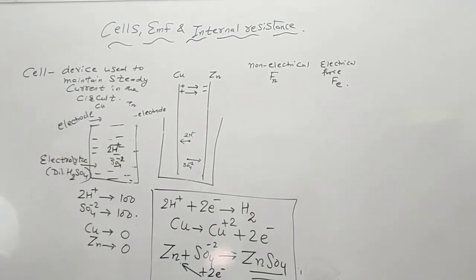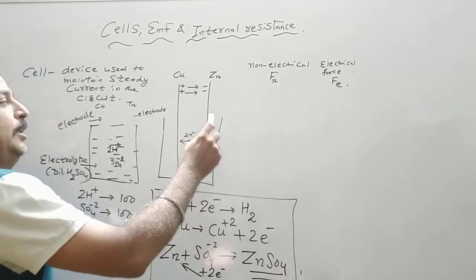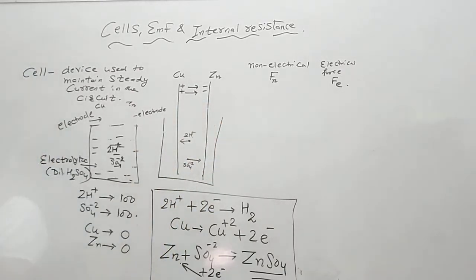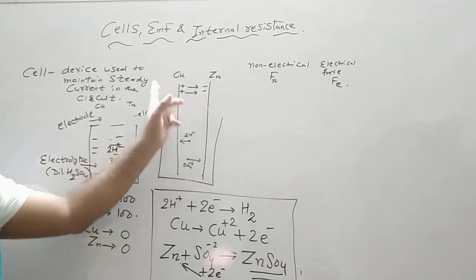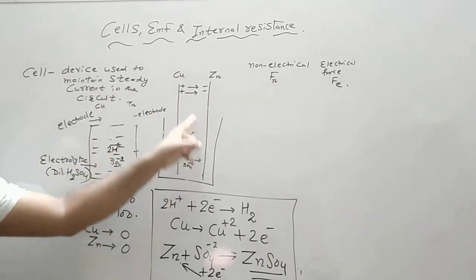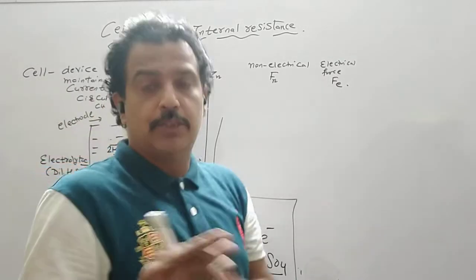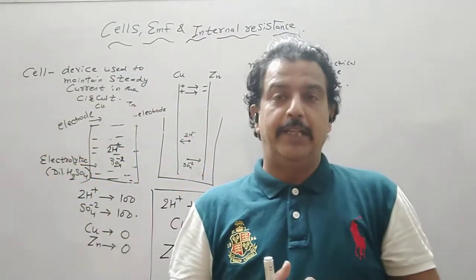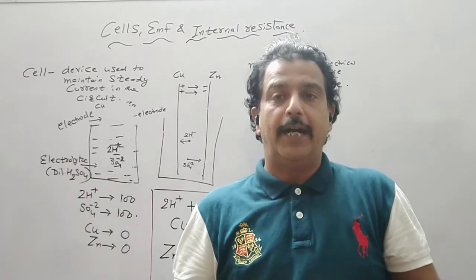We feel that the 2 electrons have moved through the solution from copper to zinc, but it is not the case. There is a redox reaction, so these electrons are being transferred with the help of the motion of the ions. So inside the electrolyte, the conductivity is due to the motion of the positive and negative ions.